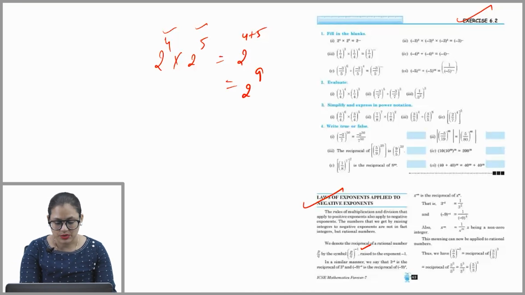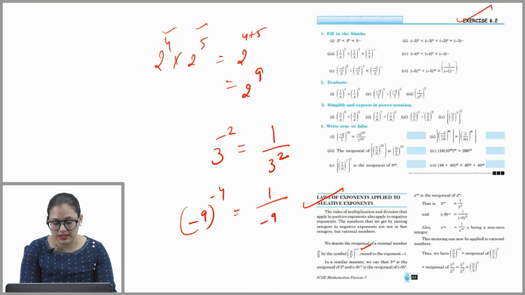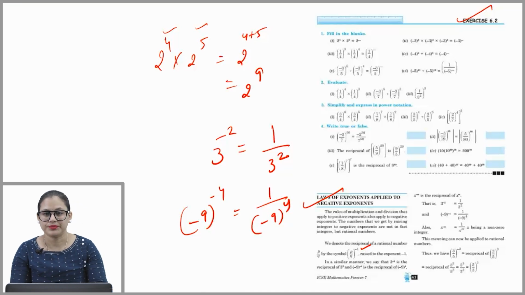In a similar manner, we say that 3 raised to the power minus 2 is the reciprocal of 3 raised to the power 2, and minus 9 raised to the power minus 4 is the reciprocal of minus 9 raised to the power 4. So x raised to the power minus m is the reciprocal of what? x raised to the power m. So 3 raised to the power minus 2 is 1 by 3 raised to the power 2. Minus 9 raised to the power minus 4 is 1 by minus 9 raised to the power 4. Also, x raised to the power minus m is equal to 1 by x raised to the power m, x being a non-zero integer.